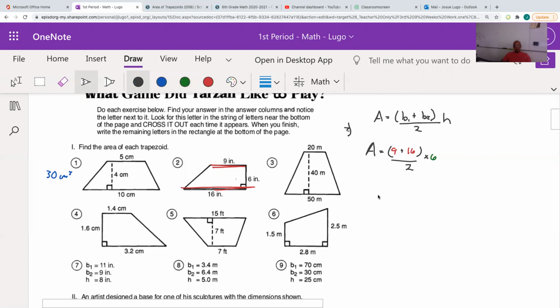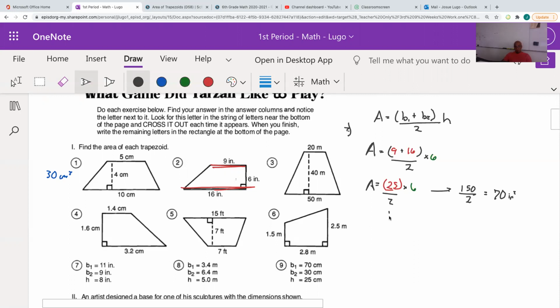All right, so let's go ahead and begin by adding the bases. Remember, number 1, you will always add the bases first, and 9 plus 16 is equal to 25. So I have 25 times the height, which is 6, and then divided by 2. So what I'm going to do first is multiply 25 times 6. Let's try it that way first. Okay, so 25 times 6 is 150. And so we're left with 150 divided by 2, which is equal to 70, and that is my area. My area is 70 square inches, or inches squared.